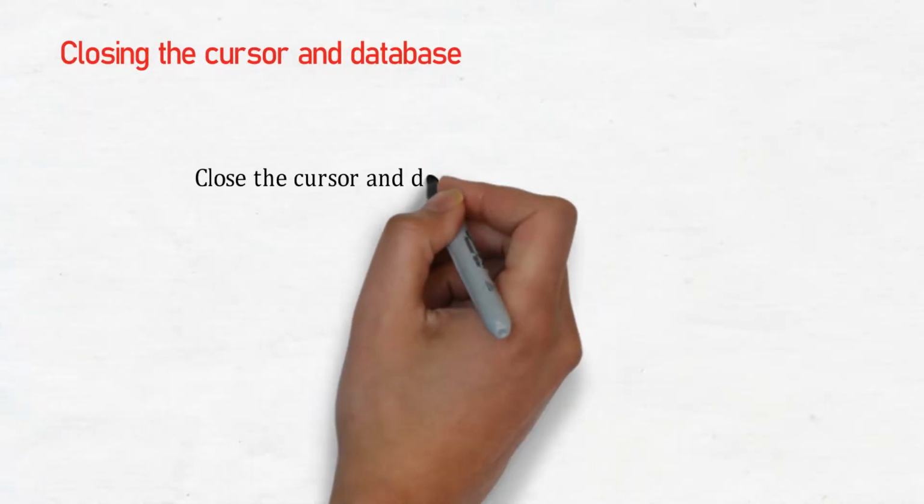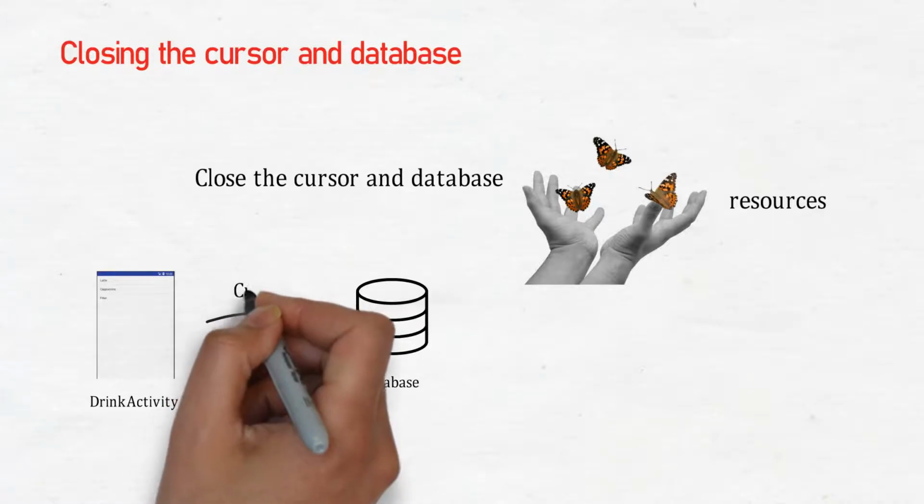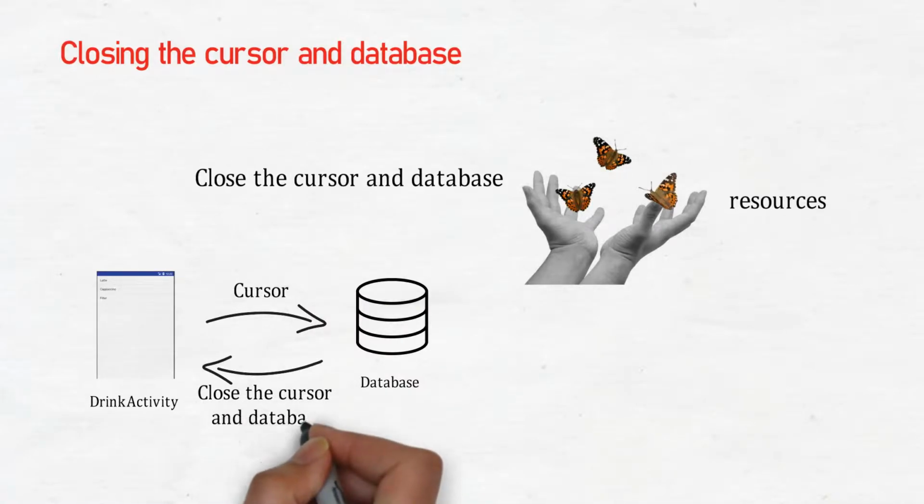We need to close the cursor and database in order to release the resources. In our activity code, we use a cursor to retrieve drink details from the database, and once we had used these values with our views, we immediately close the cursor and database.